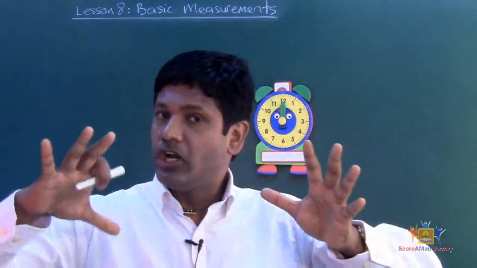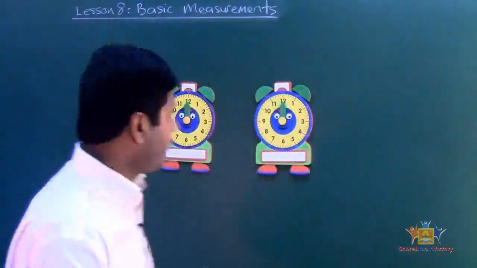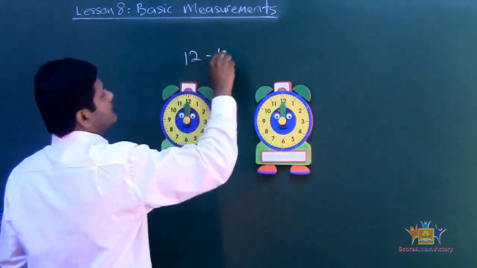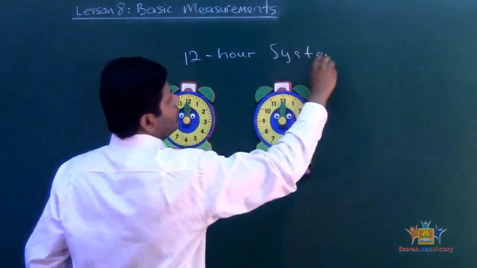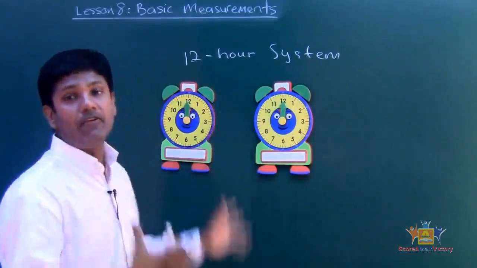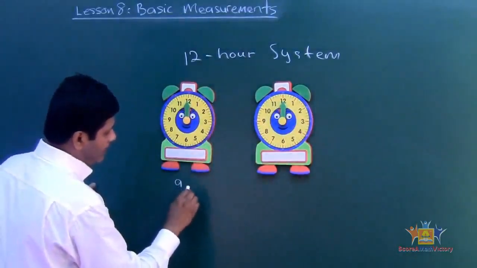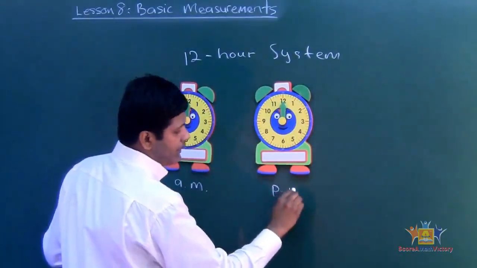Now let's learn how to read and write them, okay? So let's recap again, alright? Now this is what system you're dealing with? The 12-hour system, okay? Later on we're going to do the 24-hour system. Now let's understand how to read them and write them, okay? Now you know that when you put the AM, you put A dot M dot. When you want to put PM, you put P dot M dot.